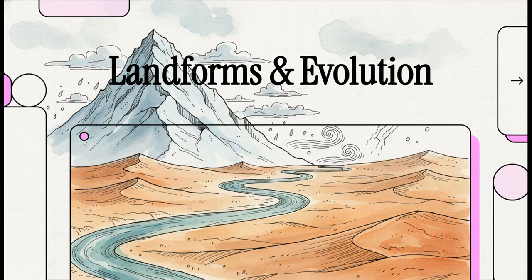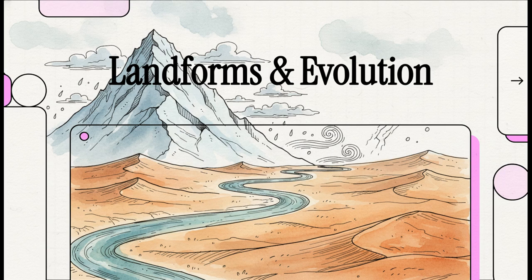Have you ever looked up at a towering mountain peak, or stared at a winding river valley, or maybe a massive desert sand dune, and just wondered, how did that actually get there? It's super tempting to think of the Earth's surface as this static, unchanging thing, but honestly, it is a grand, sweeping canvas that is relentlessly being reshaped by natural forces.